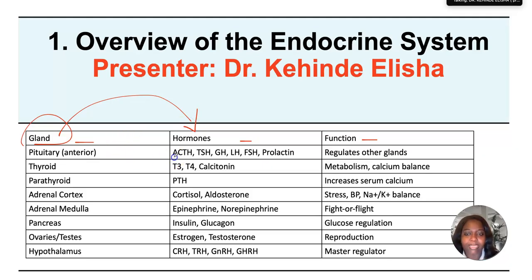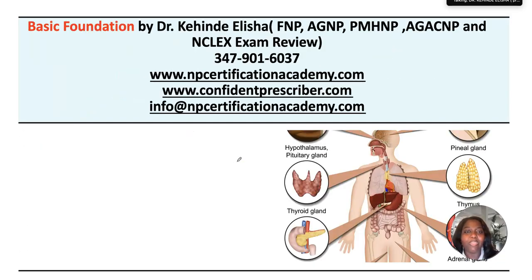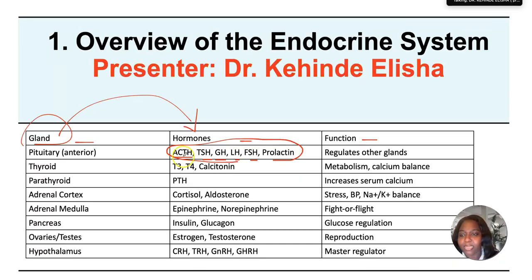The pituitary gland: ACTH, TSH, GH, LH, FSH, prolactin. It is very, very important to know which gland secretes what. To get things straight on the exam, it is important to understand what secretes what. Does it make sense? Now, the thyroid gland secretes T3, T4, and calcitonin.